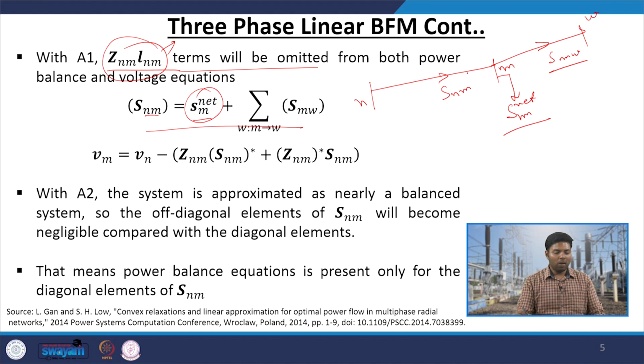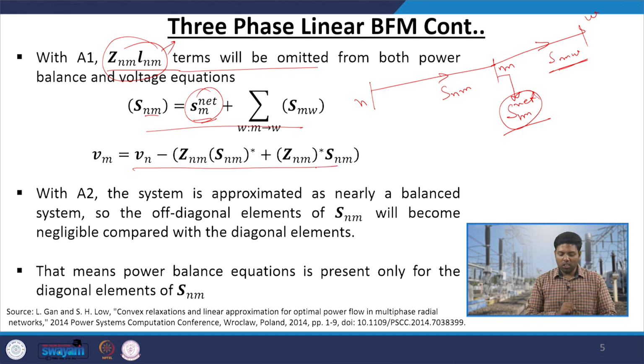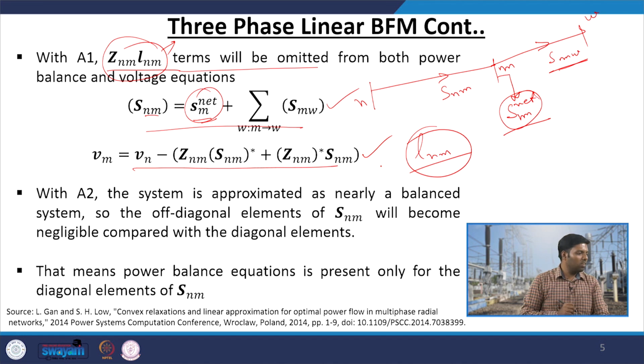So, how much power are you getting? Plus equal to your net power demand at that node and how much you are sending to your next bus. Then your voltage equation is also there with this, without this Z_nm and L_nm component. So, this has now become your reduced version of your branch flow model. So, here you do not have this L_nm term, this term is not there.